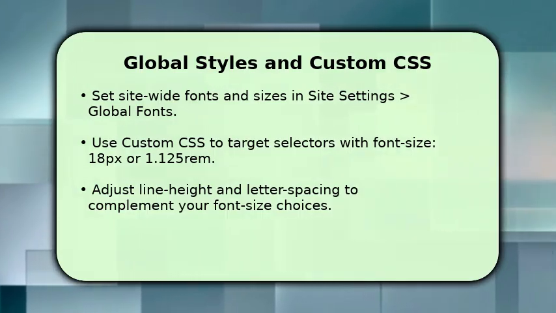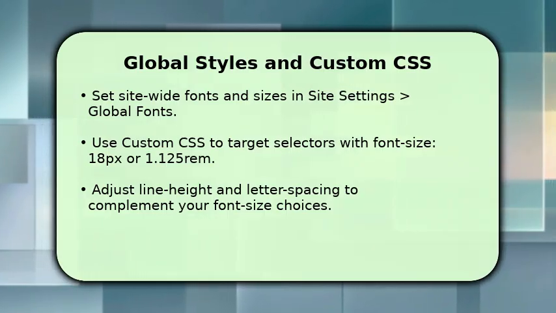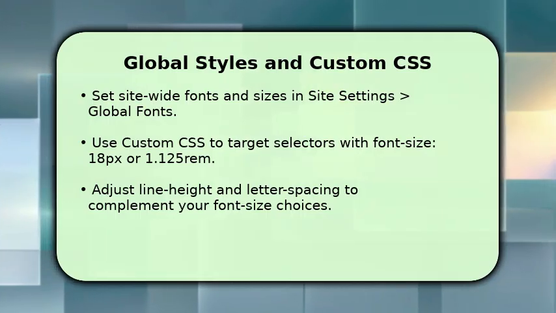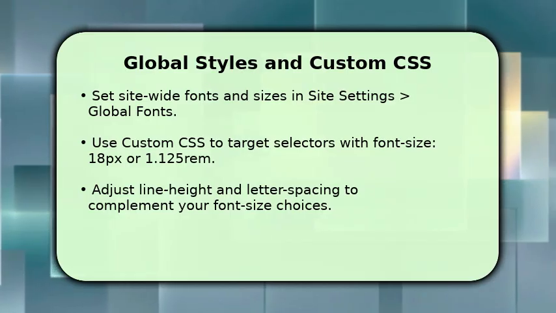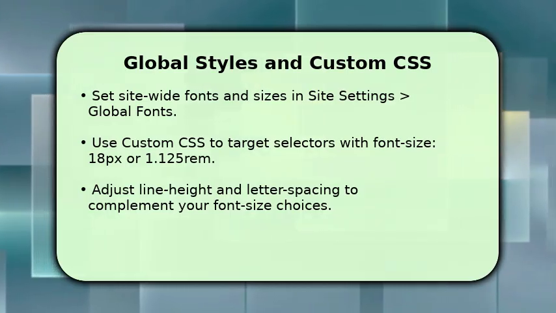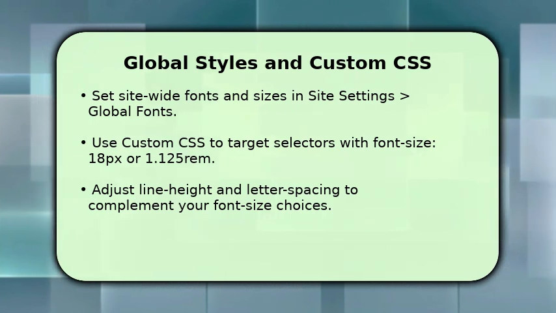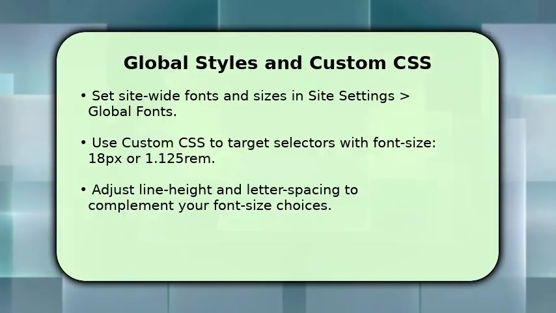If you need fine control, add custom CSS to a widget or global scope with font-size: 18px or font-size: 1.25rem. Remember to also set line height and letter spacing to match. For example, 1.5 line height improves readability at 16px. Save your global settings and then test pages to confirm uniform appearance across the site.